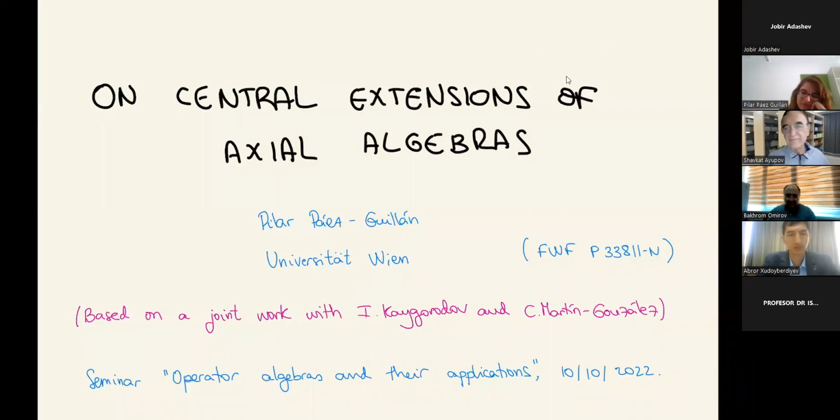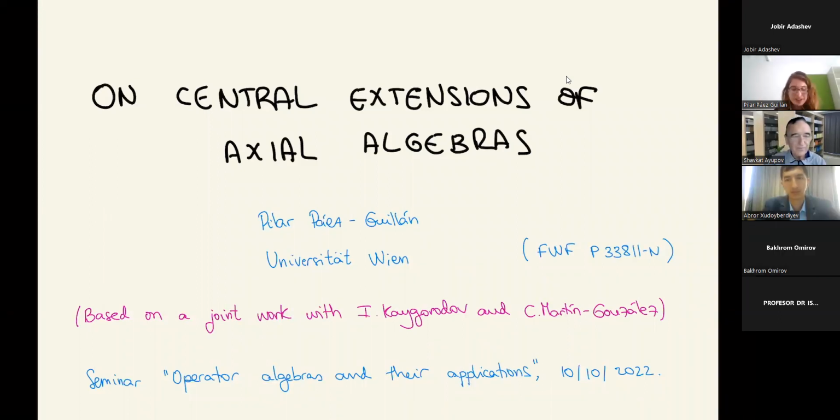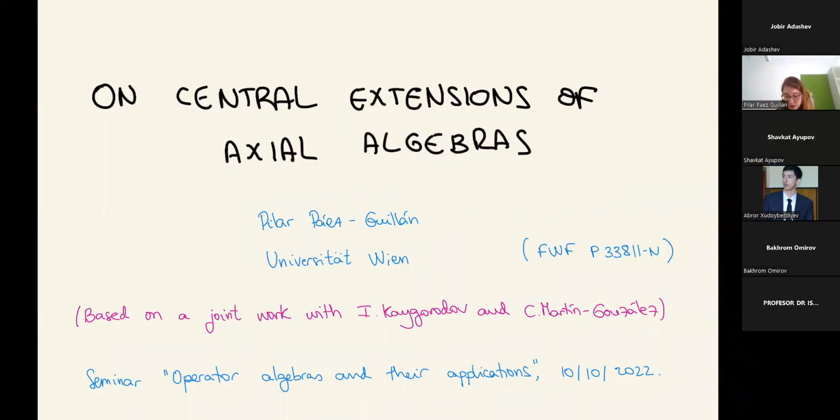Pilar, please. Okay. Well, thank you very much for the invitation and for the presentation. I'm going to speak about this joint work with Ivan from the University of Beira Interior in Portugal and Cándido Martín González from the University of Málaga in Spain. And the topic of the talk will be central extensions of axial algebras.